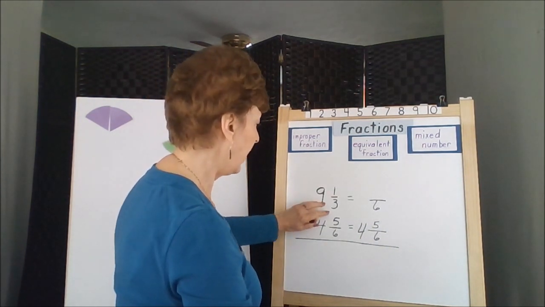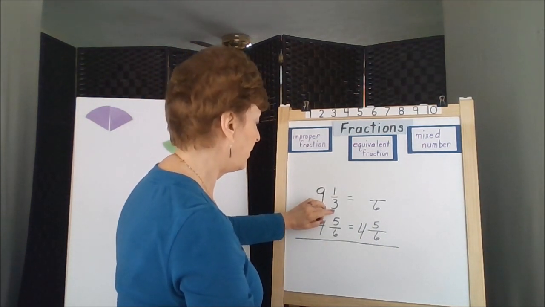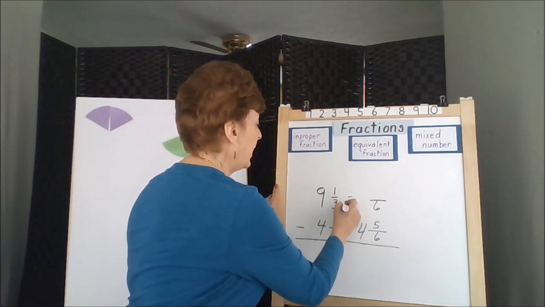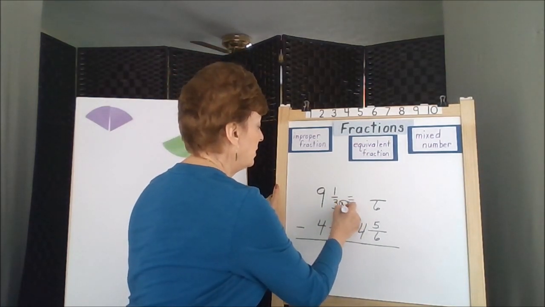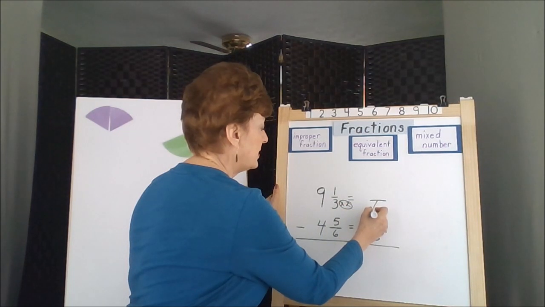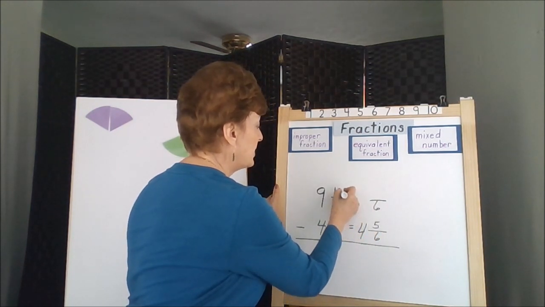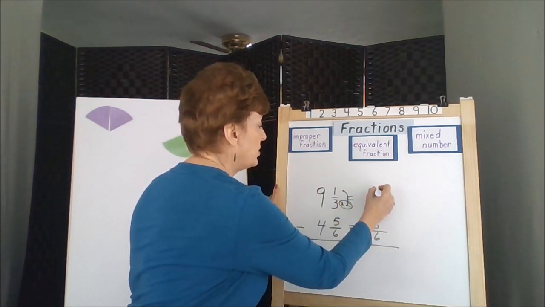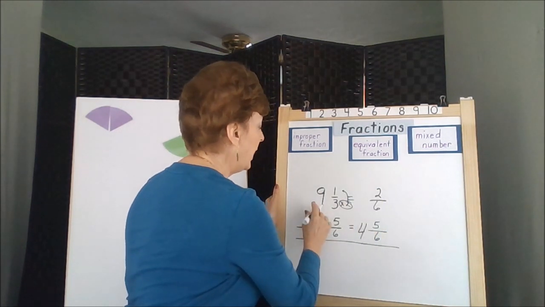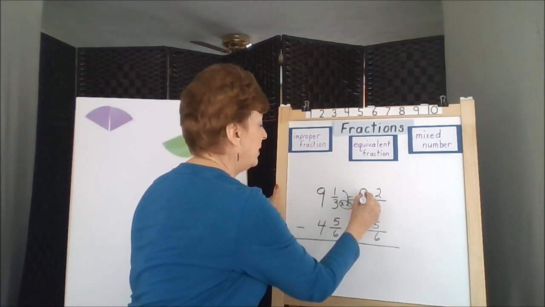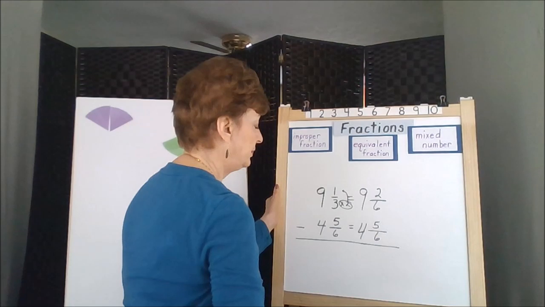Over here, we're going to have to change our denominator. Multiplying by 2. 2 times 3 gives us 6. So 2 times the 1, the numerator, gives us 2. So we're going to rename this fraction as 9 and 2/6.